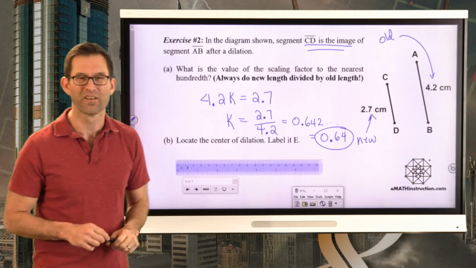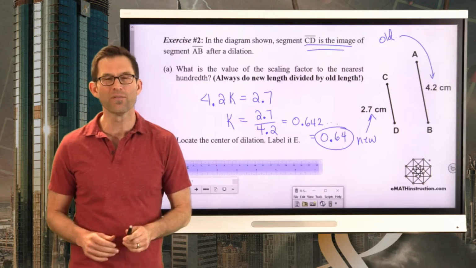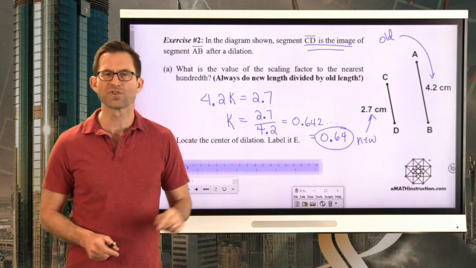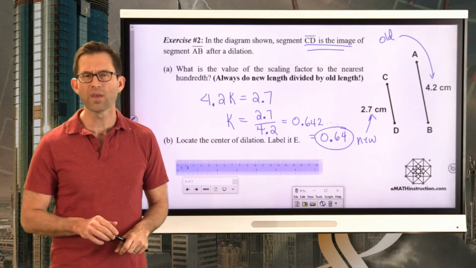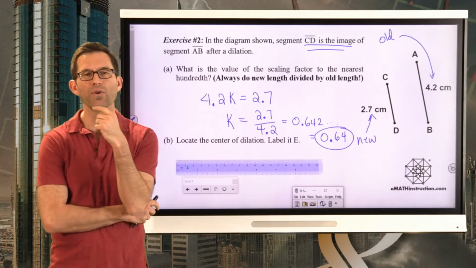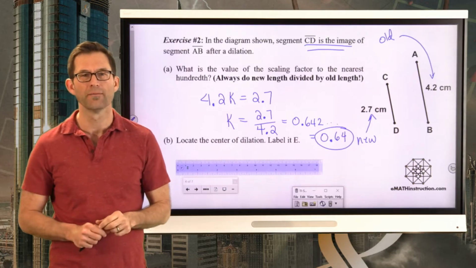Now, letter B is kind of fascinating. Locate the center of dilation and label it point E. Locate the center of dilation. Now, you're going to need a straight edge for this. But given that you need a straight edge, pause the video now and see if you can think about how you can find the center of dilation. Pause the video now.